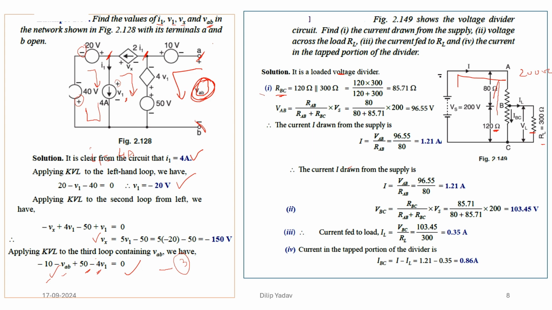So we will calculate it by using this RBC. Similarly, VAB can be calculated, and the current drawn from the supply will be given. Similarly, VBC, the current fed to the load IL, and the current in the tap portion can be calculated accordingly.